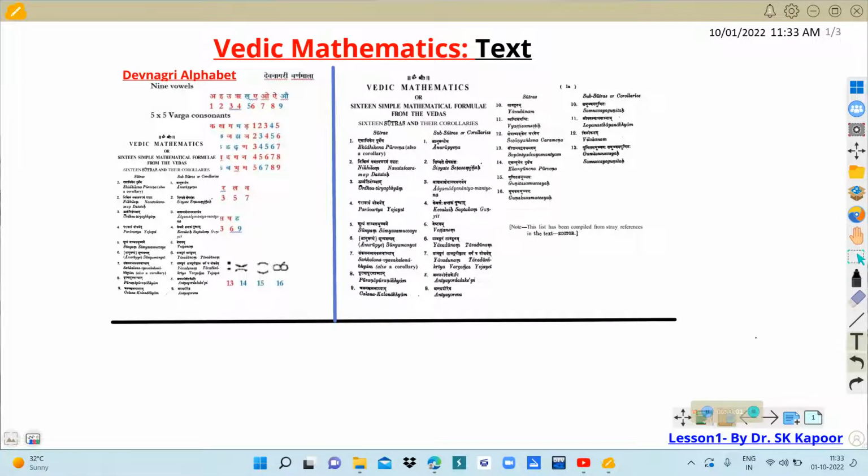Welcome. We are today entering the ancient wisdom domain, Vedic mathematics. It is the Vedic mathematics of ganita sutras. The text of Vedic mathematics, in other words, the text of ganita sutras, is in the devnagri alphabet.